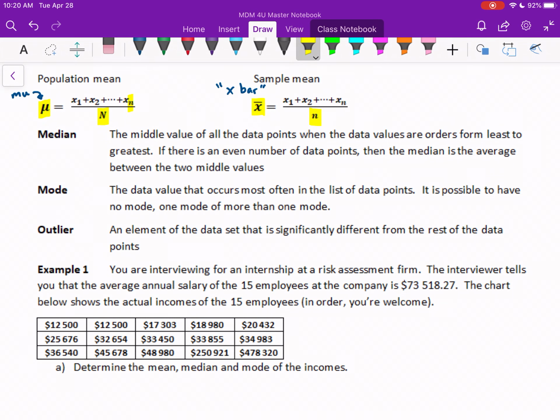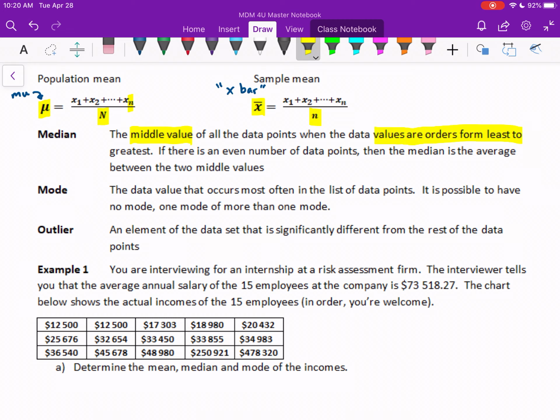Median is the middle value for a data set. Literally, that's all you have to know. It's the middle value. You do have to be able to deal with how do I find that middle? So the first thing we have to do is we have to put them in order. The values have to be in order.